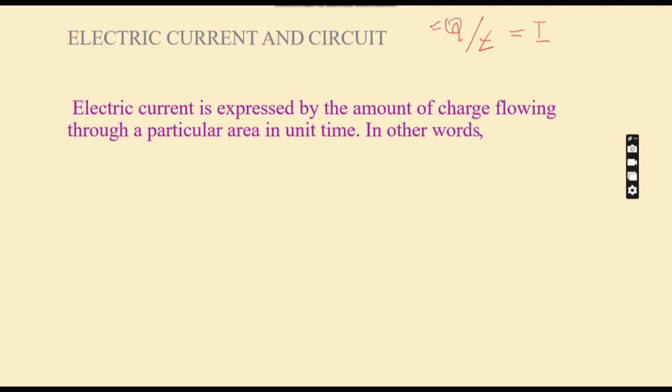First of all, the electric current. We can say that electric current is the flow of charges per unit time. Charge is Q, and charge per unit time is known as electric current I. We can define electric current as the amount of charge flowing through a particular area in unit time. In other words, it is the rate of flow of electric charges.